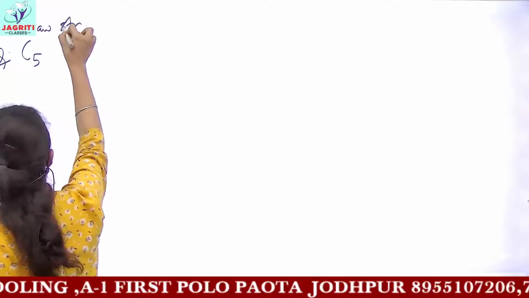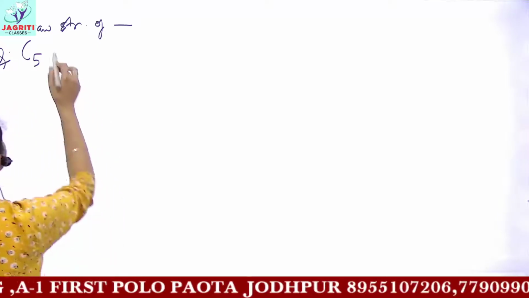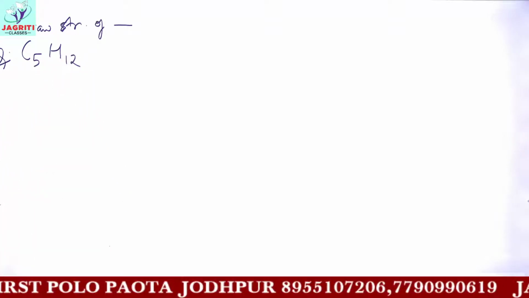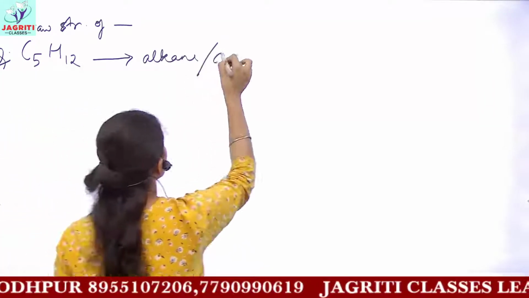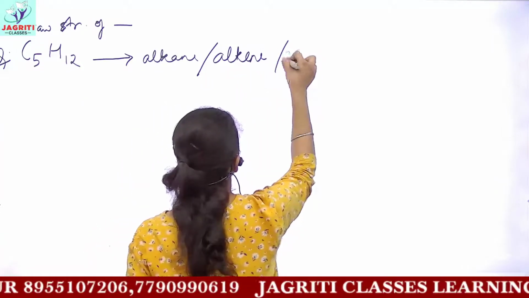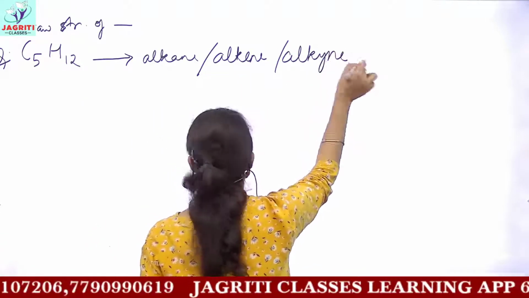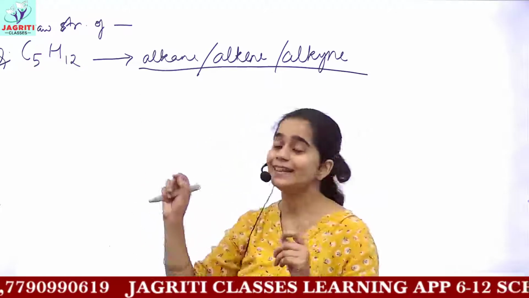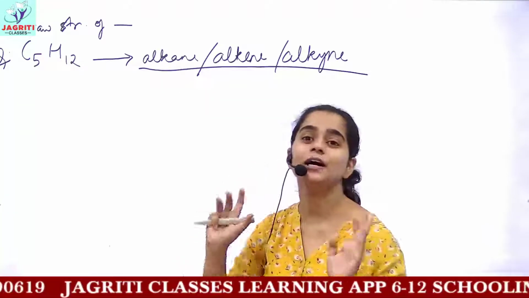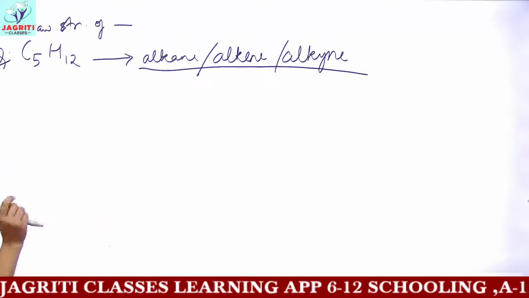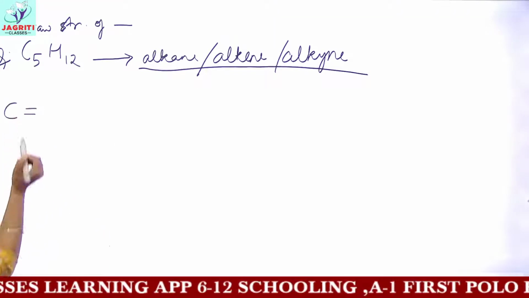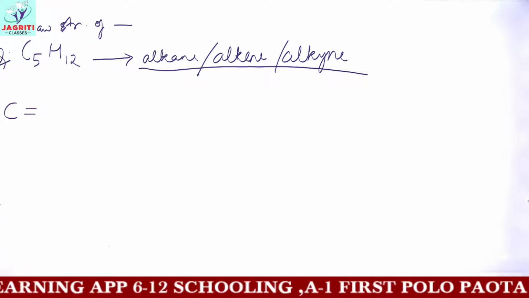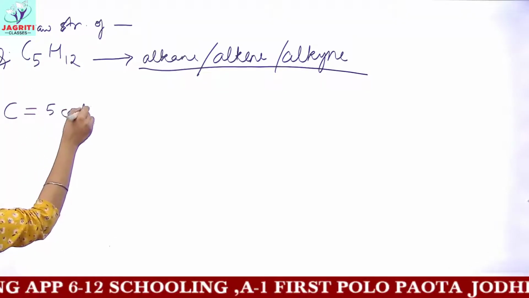draw the structure of C5H12. So the first thing is you have to find whether the given compound is alkane, alkene or alkyne. How will you find this? If you find this, then the question will become similar to the previous question, because what you require to draw structures is how many carbons are present. So here it is directly written C5. That means you have 5 carbons.